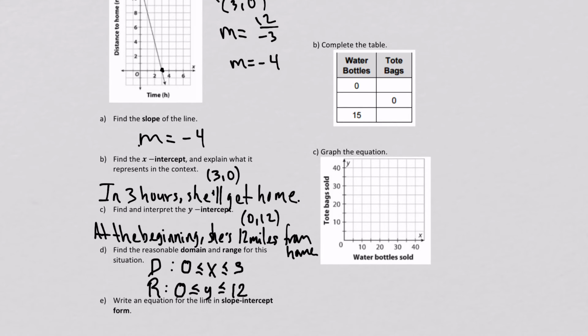Okay. Instead of y, we can also write f of x, function of x, which is y. Both of those would be correct.